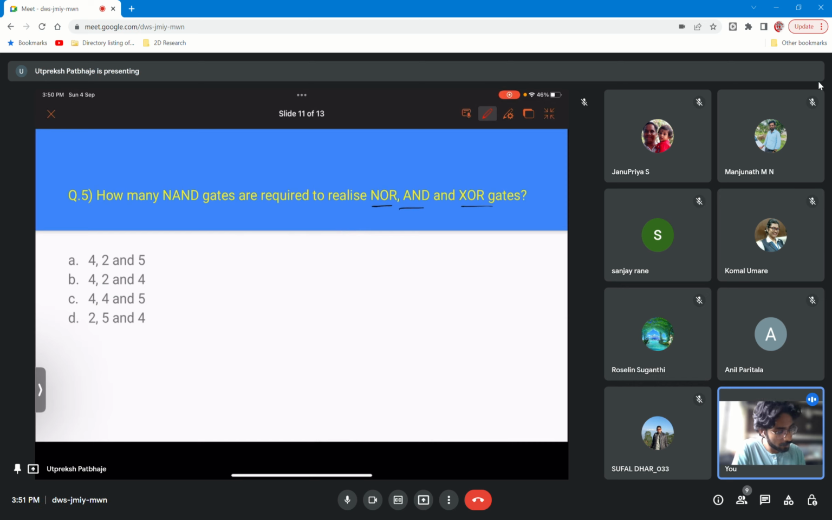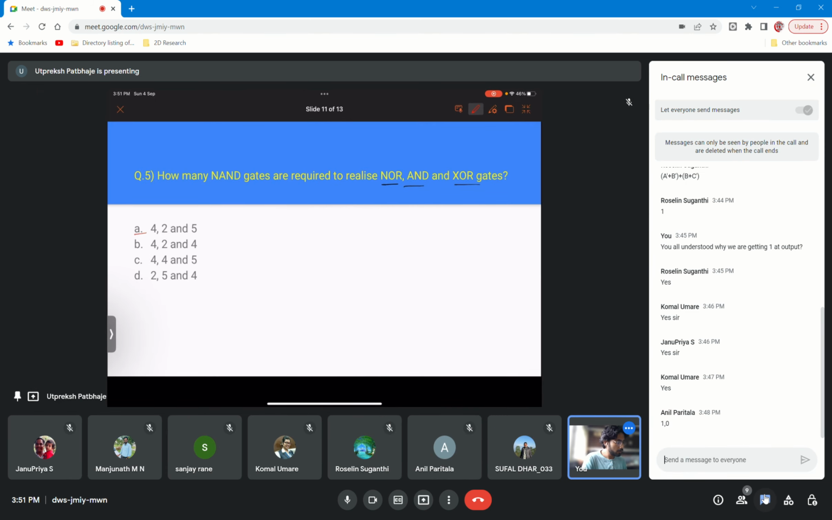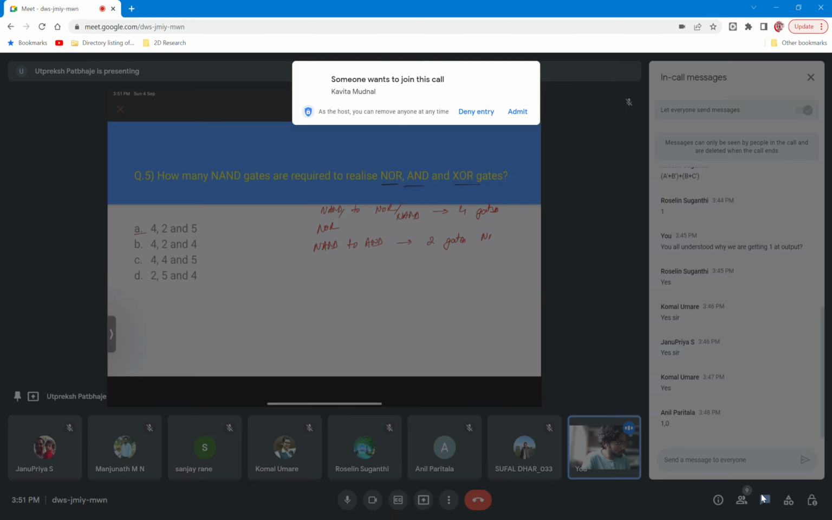Option A. So Komal is saying option A. Others can also punch in the answers. So NAND to NOR, also in the generalized form where I had just written down that circuit, takes four gates. Then NAND to AND simply takes two gates: one NAND, and the other NAND is just used to invert it.